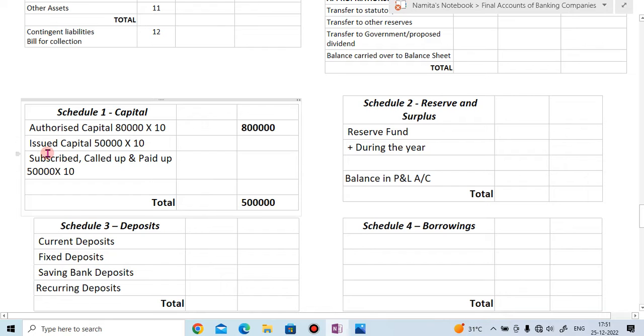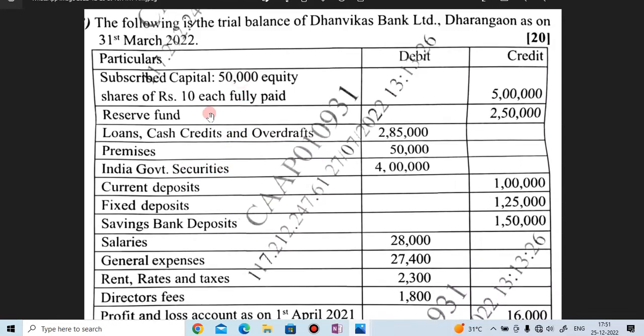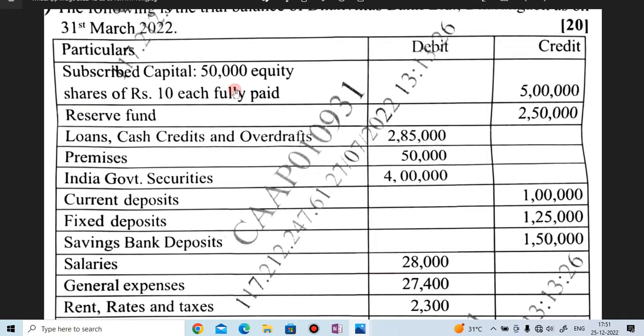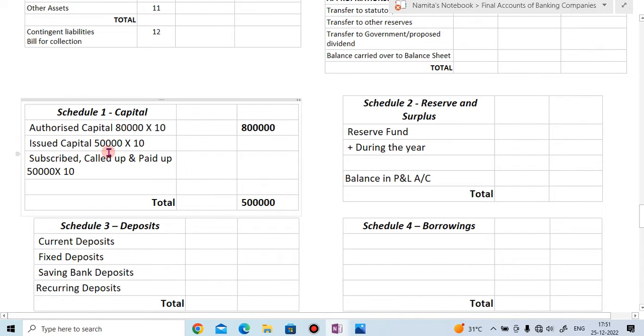Now how much capital, or how many shares, have been issued? 50,000 shares are issued. Okay, see here, 50,000 equity shares have been issued. So issued capital, 50,000 multiplied by 10, will be how much? 5 lakh. Now how much is the subscribed, called up and paid up capital, equity paid up capital?